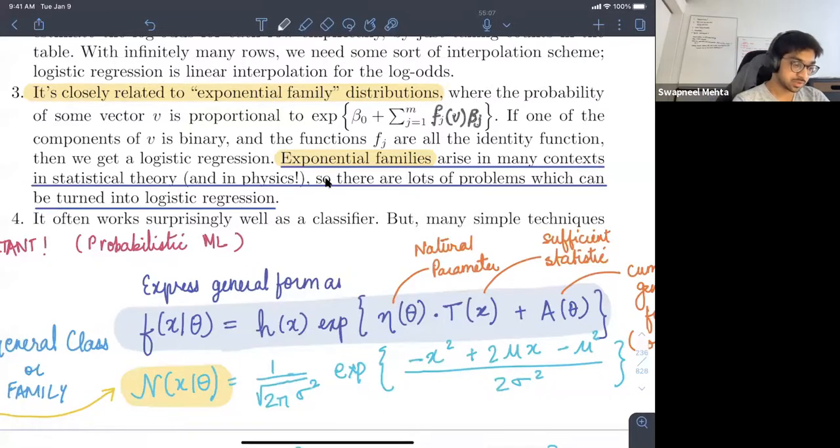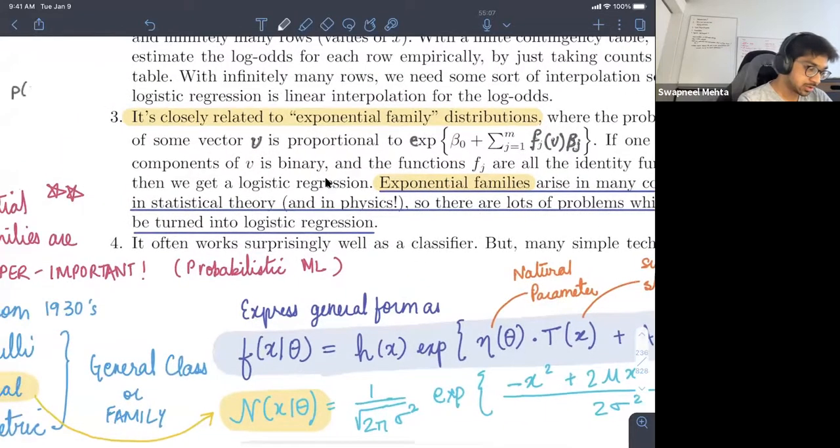So some vector v is proportional to the probability. So p of v is proportional to the exponential of some constant plus some function of v times some other constant. And why is this format important, this exponent raised to some function of v plus something? This is important because a large class of distributions can be expressed with this formulation.